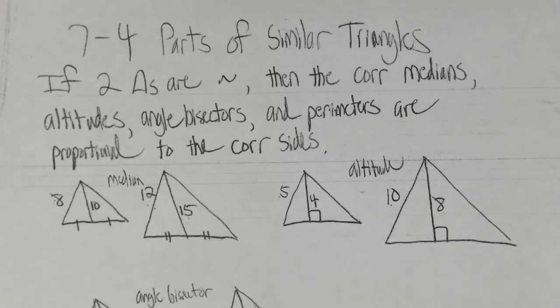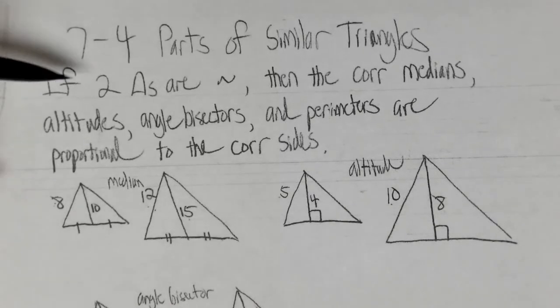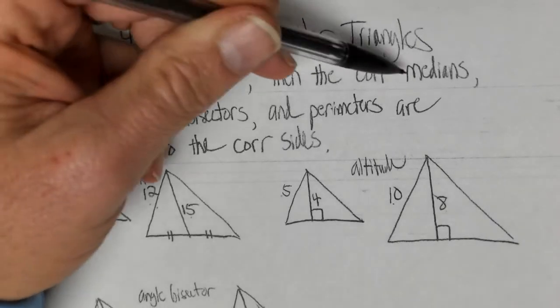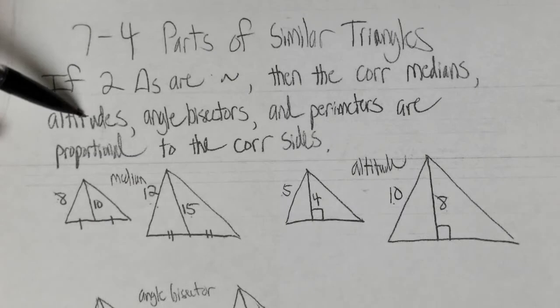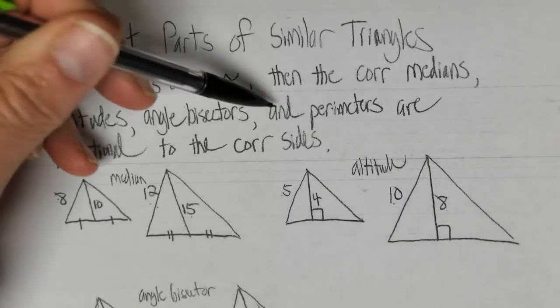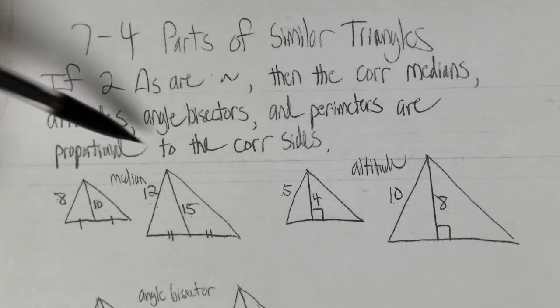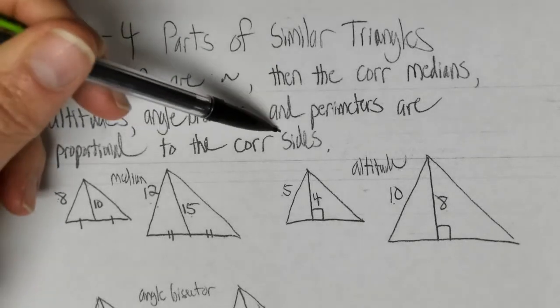Okay, in this section 7-4, our topic is parts of similar triangles. There are two theorems that we're going to look at from this section. The first one says this: if two triangles are similar, then the corresponding medians, altitudes, angle bisectors, and perimeters are proportional to the corresponding sides.